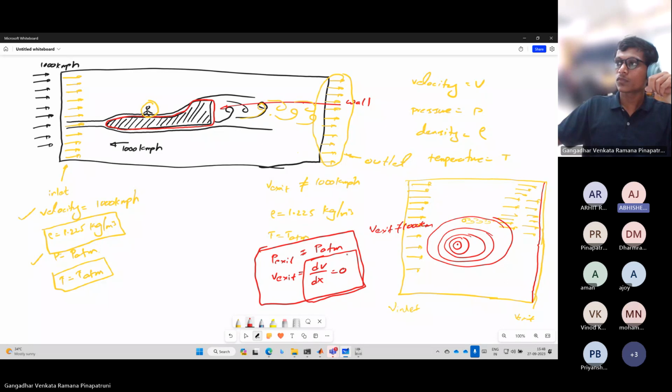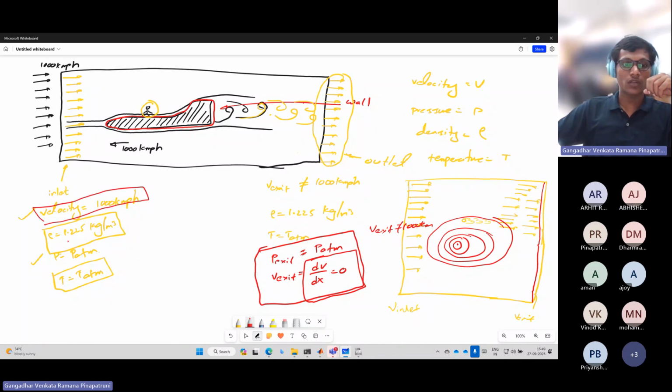One more thing I need to mention here: if you are applying one parameter as a Dirichlet boundary condition, you don't need to fix P equal to atmospheric pressure. You can also take another boundary condition as dP by dx. The same way here you are taking dV by dx equals 0, in the inlet also you can take dP by dx equals 0.